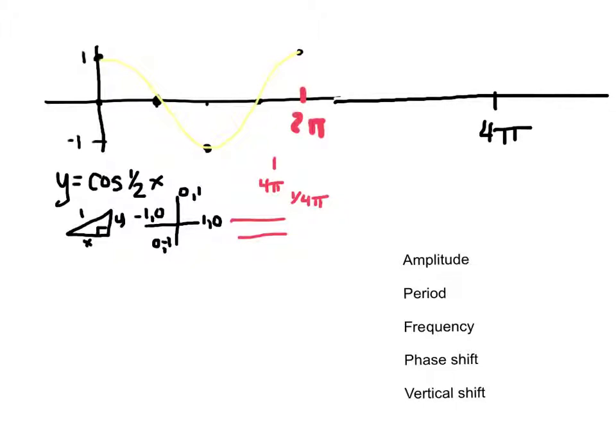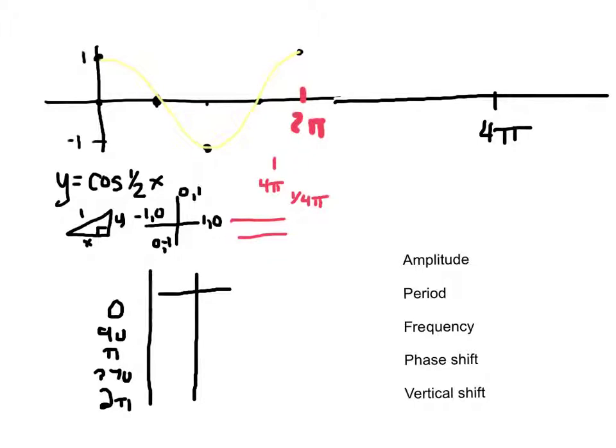And if I think about this, let's say with a table of values, my normal cosine function is going to go from 0 to 2 pi. This is going to be pi, this is going to be 90 and 270. And it's going to go 1, 0, negative 1, 0, 1. My new function is going to do those same numbers, but it's going to do it from 0 to 4 pi. And so this is going to be 2 pi, and this is going to be pi, and this is going to be 3 pi.